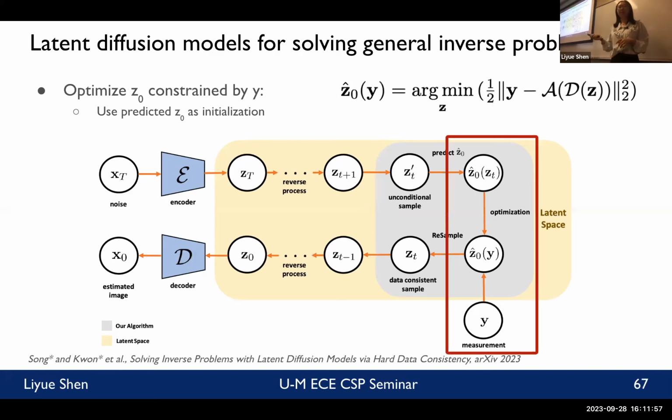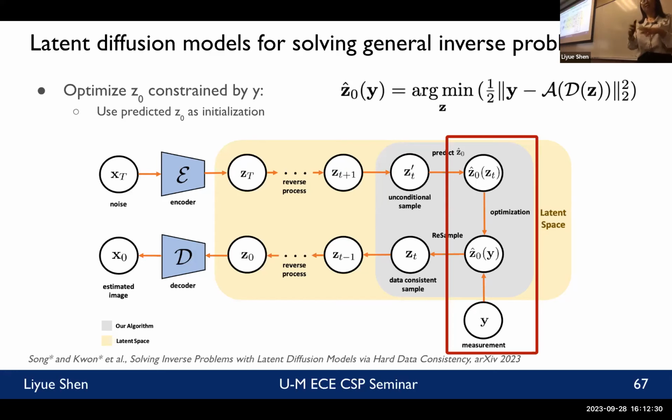And after this, we're trying to do the data consistency. In order to do this, we choose to do the data consistency through an optimization problem. What we're doing is trying to optimize, or update, the predicted latent code in the clean latent space, which is the Z0, by including the information from the measurements Y. And in order to do this, we're actually solving this kind of optimization problem.